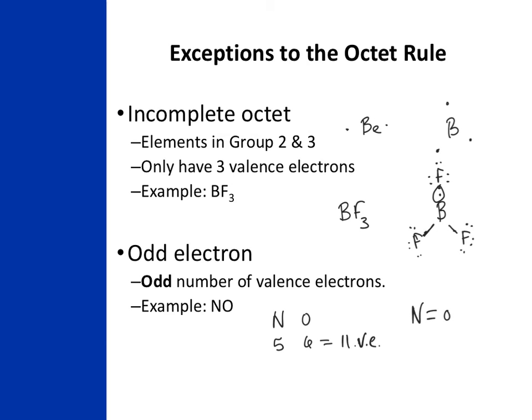This ends up forming what looks like a really weird structure where you have a double bond between the nitrogen and the oxygen atoms, and that single odd electron kind of alternates between the nitrogen atom and the oxygen atom in what's known as a resonance structure.